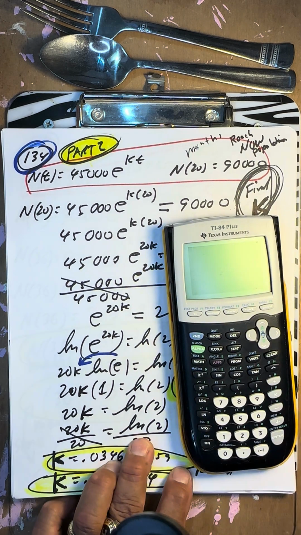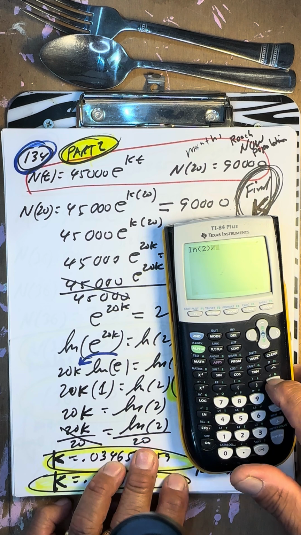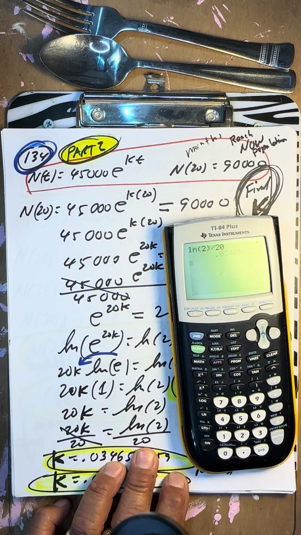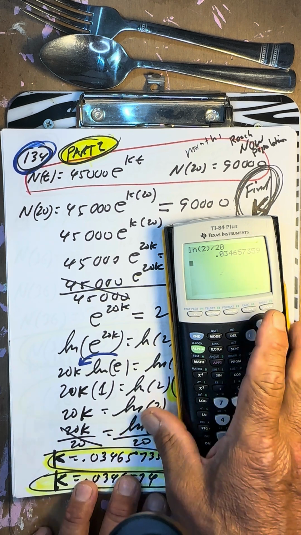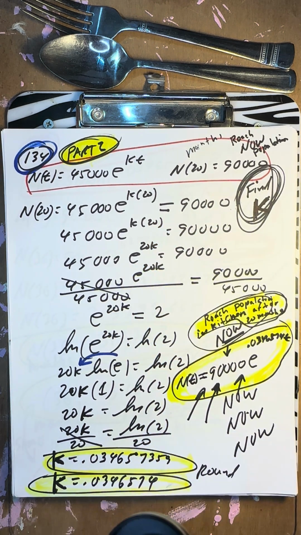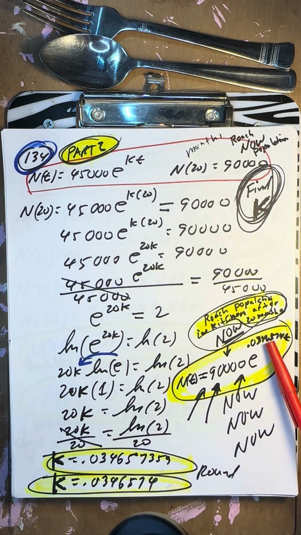Sure, let's do it. ln of 2 divided by 20 gives us this number right here. And I'm just going to round it a little bit. That's it. So now our formula is N of t equals 90,000 e to the power of that.